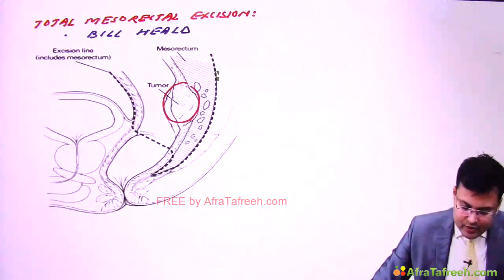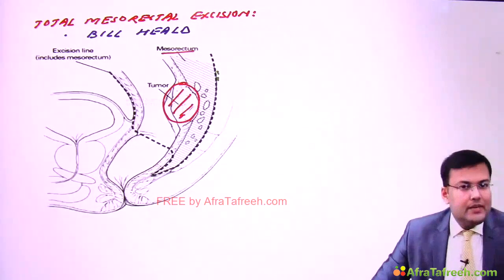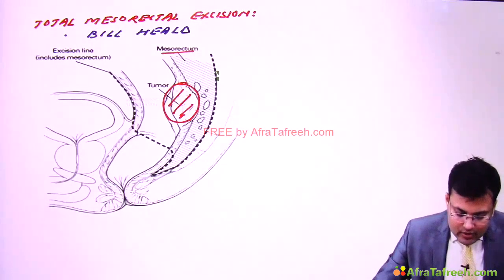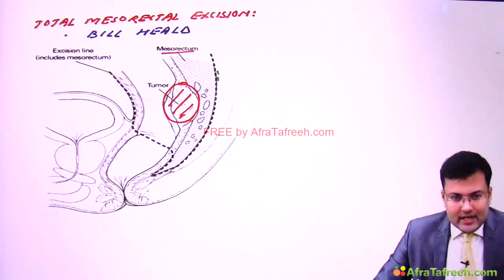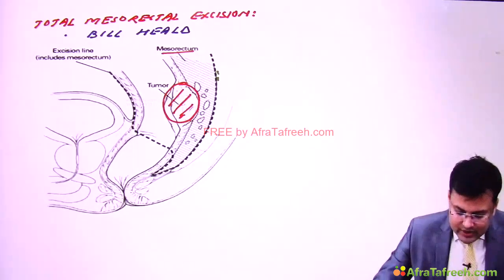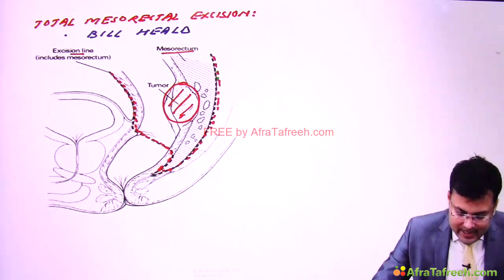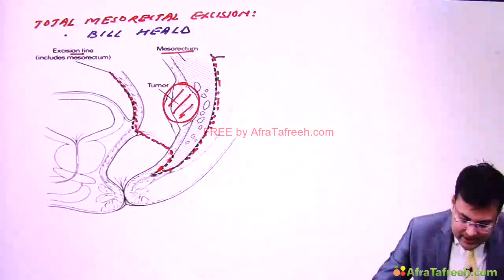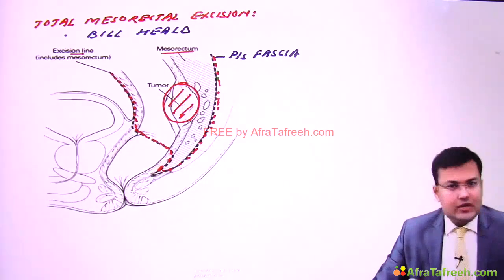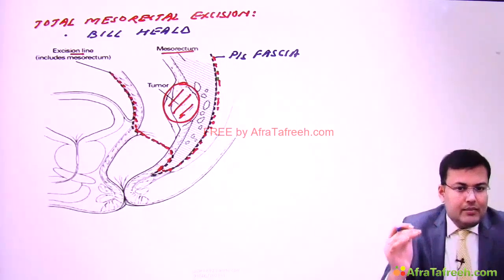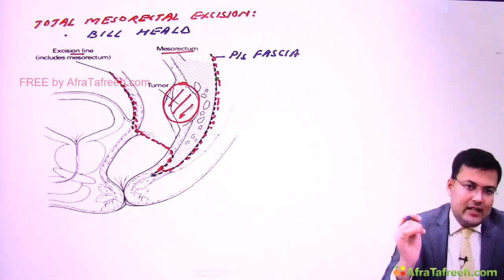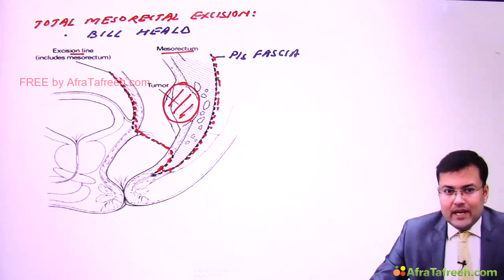Here you can see this is the tumor and you can see this is the mesorectum, right? So whenever we are removing the tumor, carcinoma rectum, we have to remove the surrounding tissue. Can you see? And what is the excision line? This is the line of excision. So this excision of surrounding tissue is done up to the plane between mesorectum and presacral fascia, and this is known as Heald's holy plane, right?